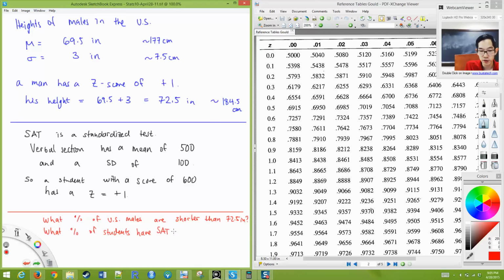Okay, and so if I look up z equal to 1, what is that answer? That is correct. The answer is 0.8413, because we are looking up z equal to 1.00, and the area to the left of z equal to 1.00 is 0.8413.